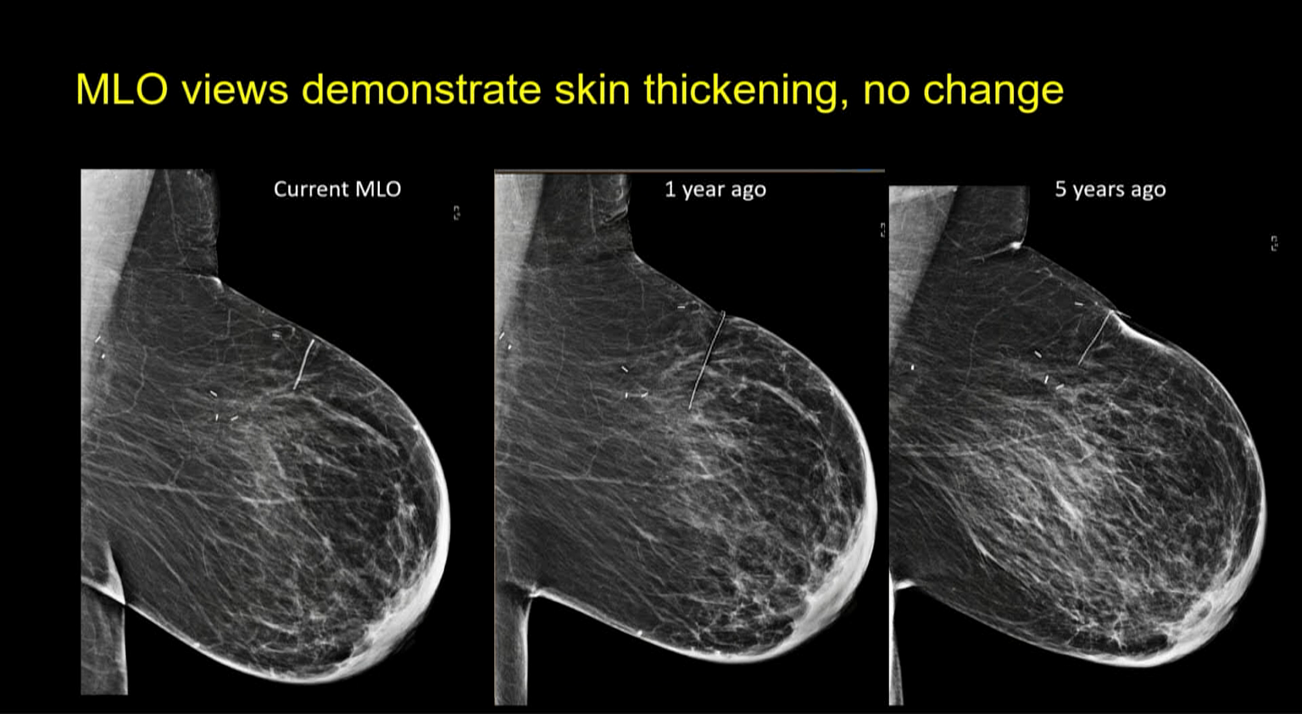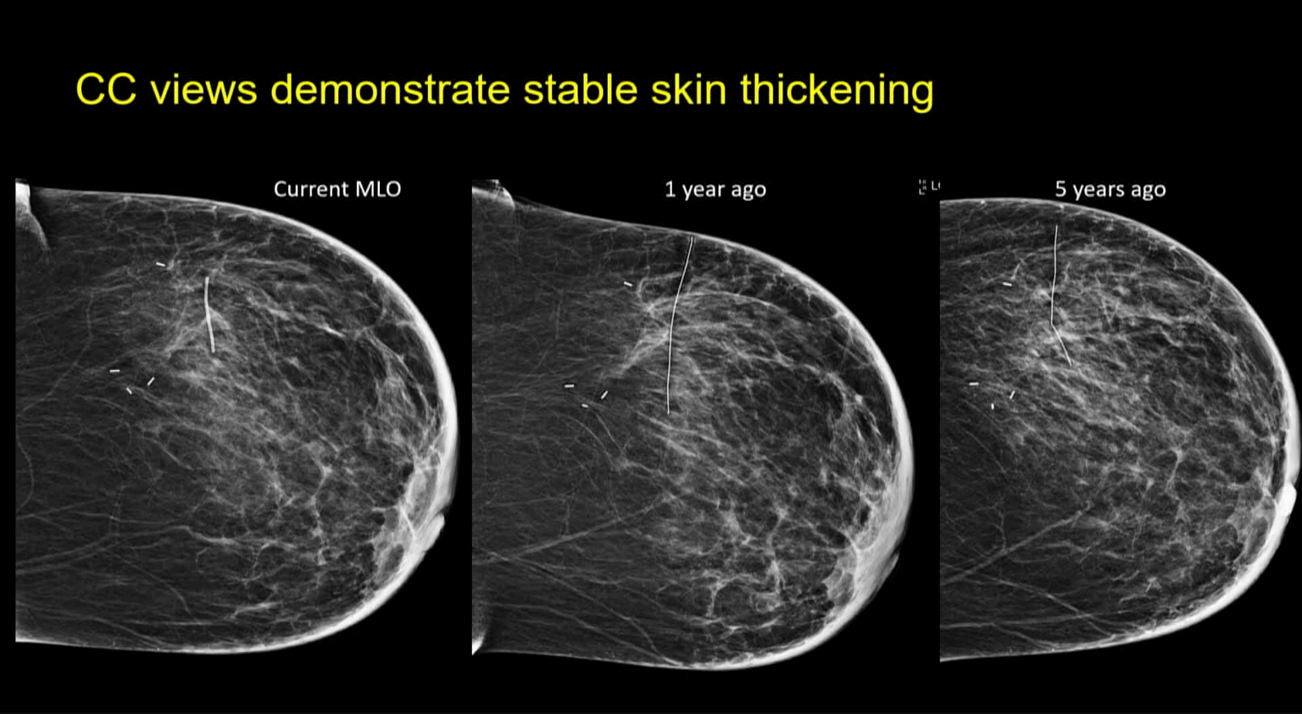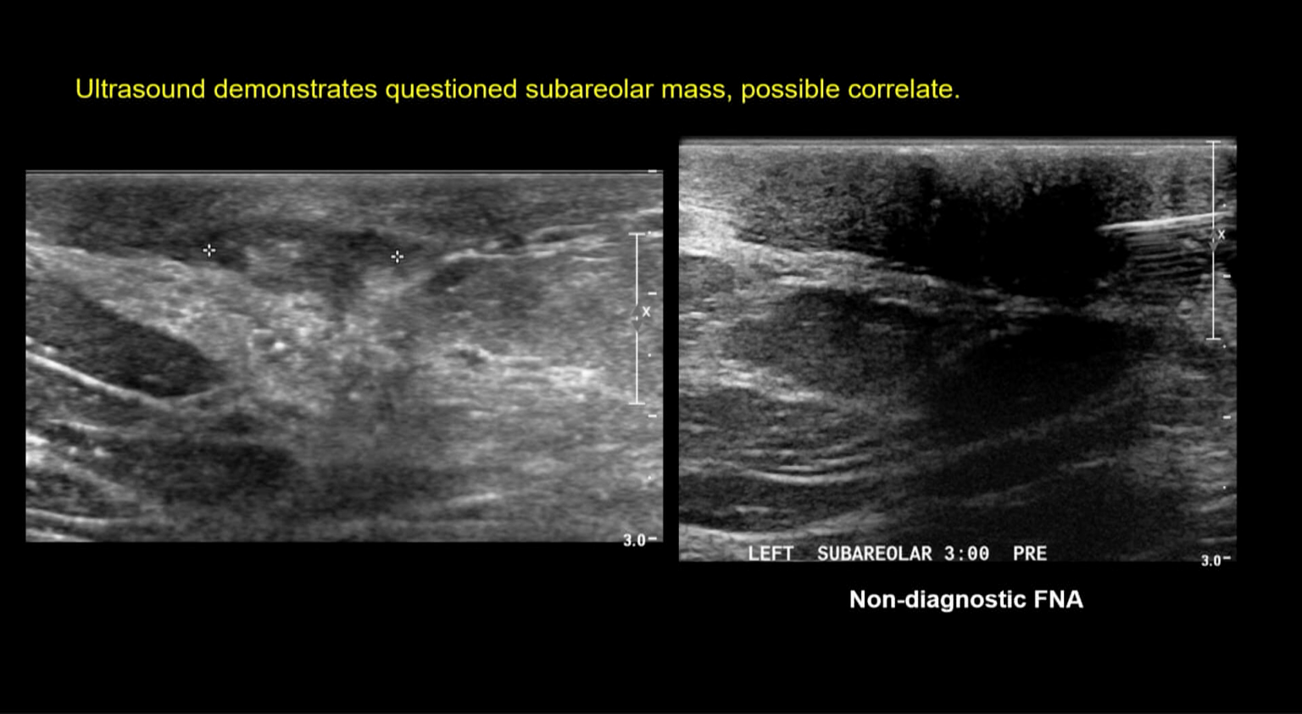The MLO views, you can see this is the current compared to 1 year ago and 5 years ago. The MLO views demonstrate skin thickening, which is unchanged, and the subareolar region is really difficult to evaluate due to the skin thickening. Similarly, on the CC views, you have stable skin thickening, current, 1 year ago, 5 years ago, but you can see that it's very difficult to assess the subareolar region, but you know something is there because the PET CT shows it.